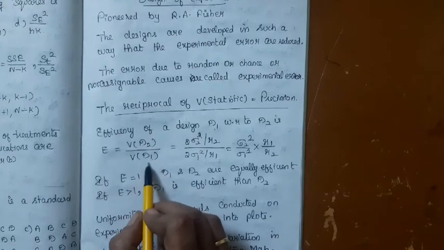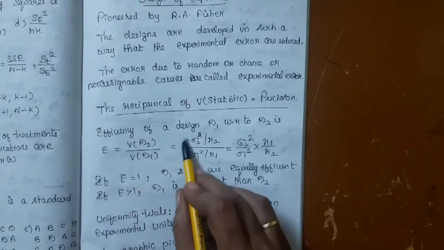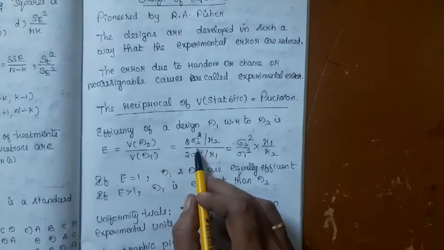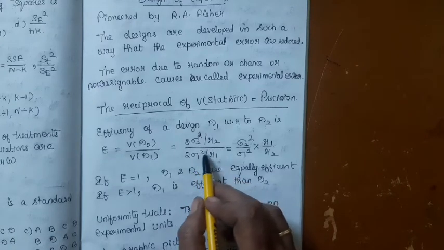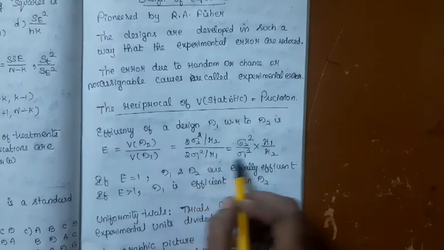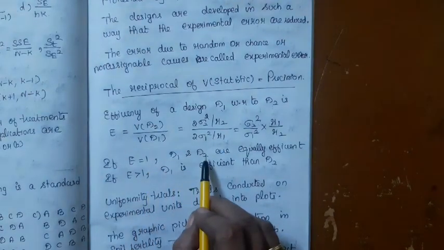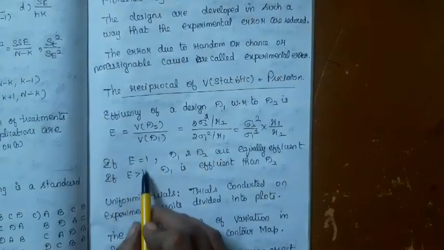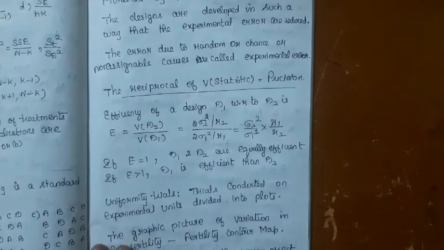This is the design for which you are calculating the efficiency, and the variance of that design should appear in the denominator. And you know the variance formula. For design 2, we represent it as sigma 2 square by R2, where R2 is the number of replicates, and for design 1, sigma 1 square by R1. And this is the formula. If E is equal to 1, you come to the conclusion that both D1 and D2 are equally efficient. But if E is greater than 1, you can say that D1 is more efficient than D2.